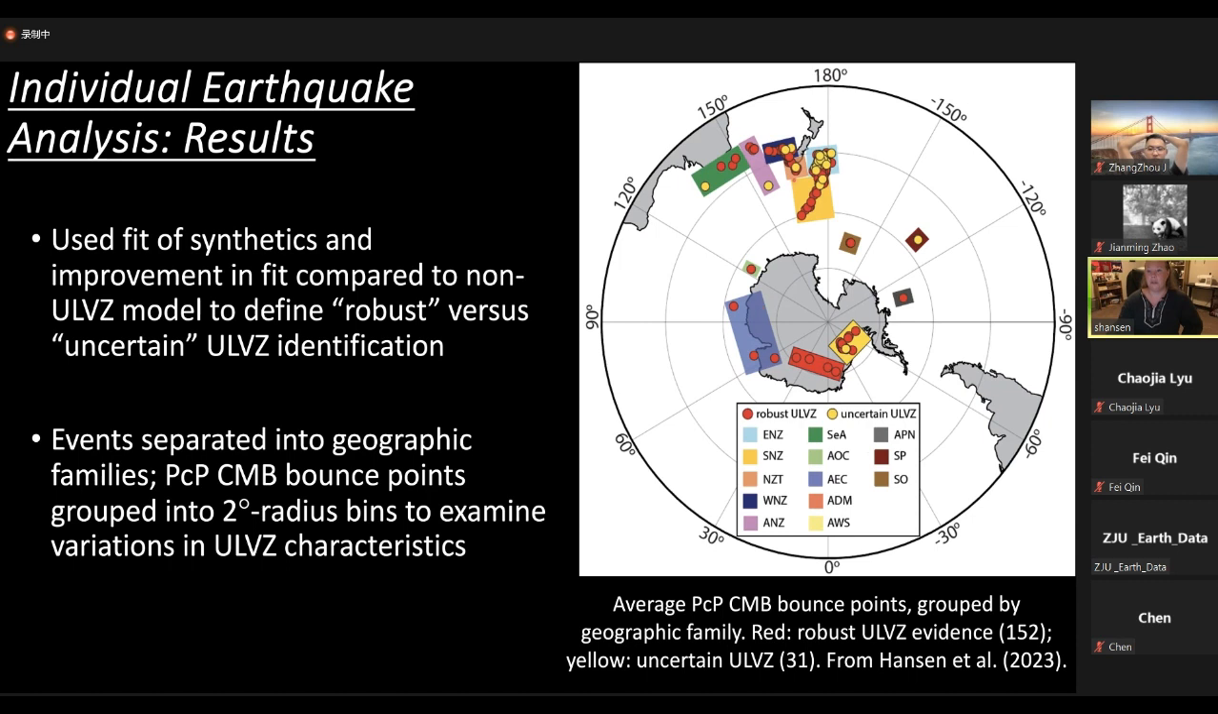The colored polygons that you see in the background and the different abbreviations here, you don't need to worry too much about what those are, but I'll just note that we separated our events into different geographic families, again, the colored boxes. Then within each family, we grouped the PCP bounce points, or reflection points off the core-mantle boundary, using a 2-degree radius bin, and we averaged out the values. We did this in order to look at variations in the ULVZ characteristics as we move from one location to another.